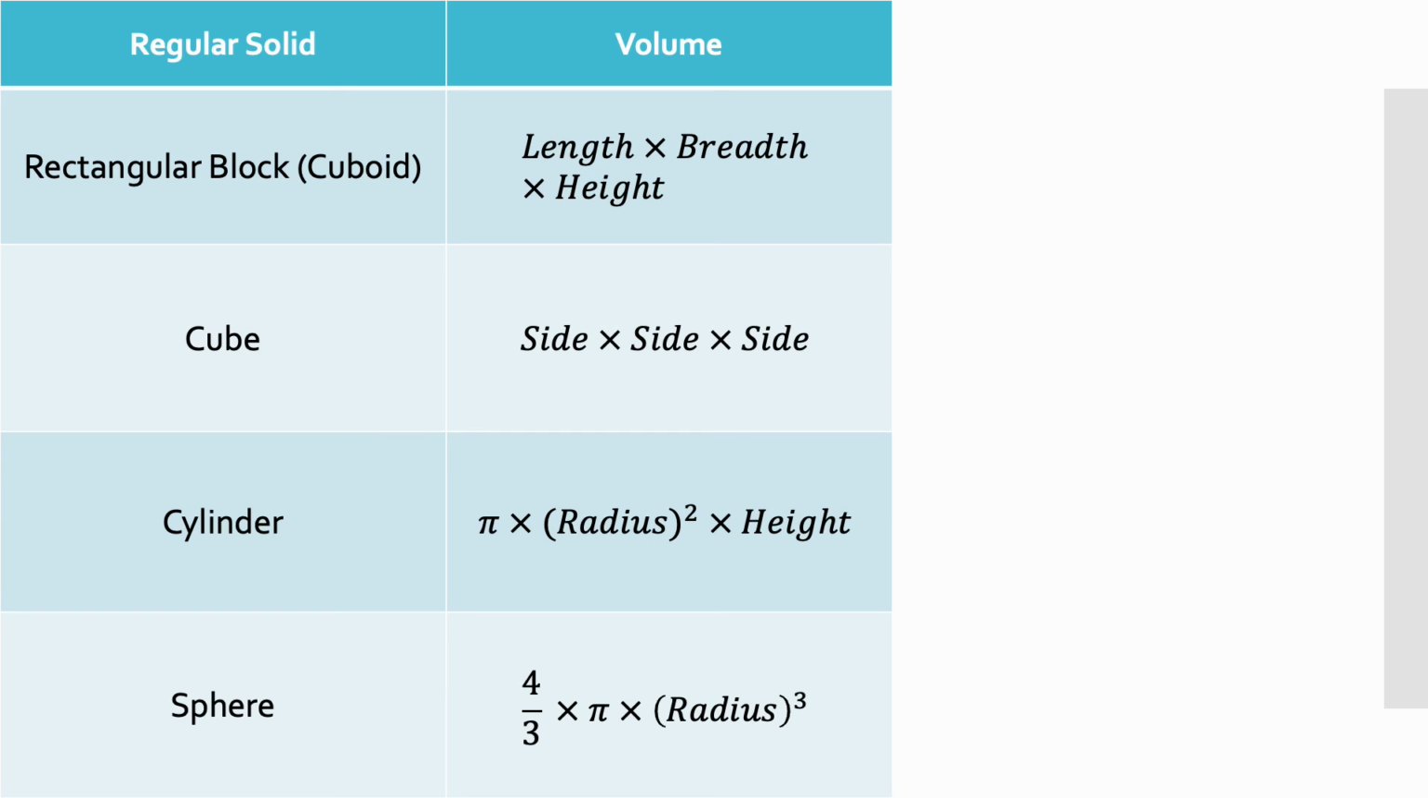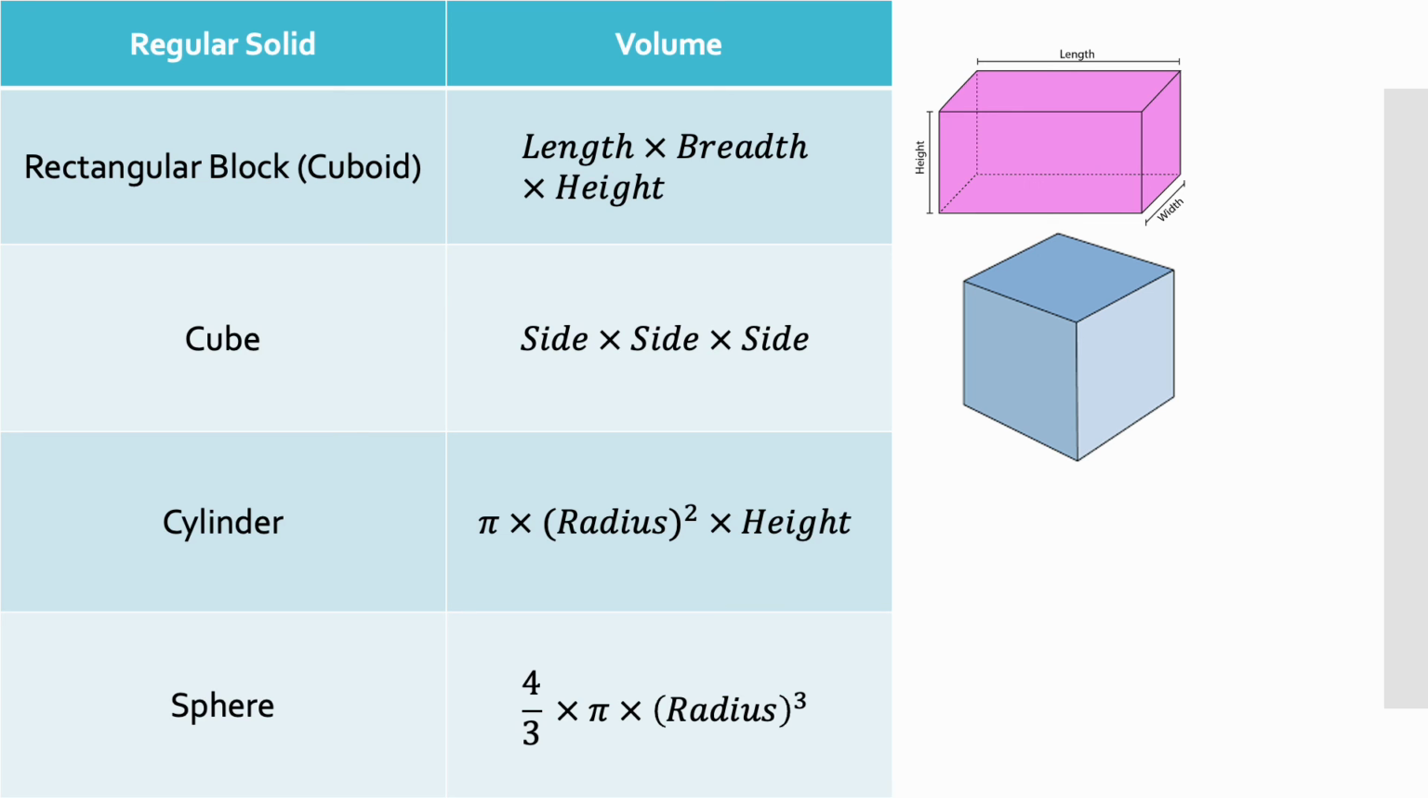Now let's learn how to calculate volume of regular solids. That's objects with standard shapes like cube, cylinder, sphere. Here's a quick guide. For a rectangular block or cuboid, volume is length into breadth into height. For a cube, since all sides are equal, volume is side multiplied by side multiplied by side. For a cylinder, use this formula: pi multiplied by square of the radius multiplied by height. And for a sphere, it is 4 by 3 multiplied by pi multiplied by radius cube. The value of pi is 22 divided by 7. These formulae are very useful when we calculate density, because you need both mass and volume.